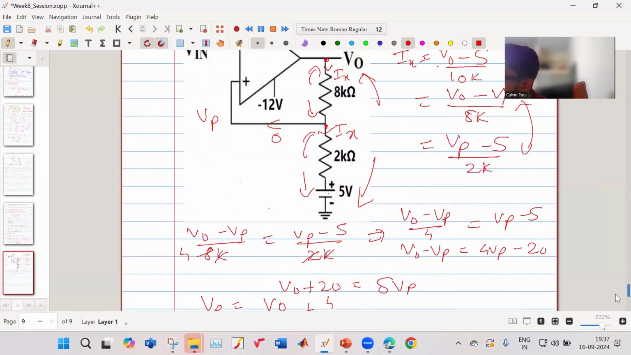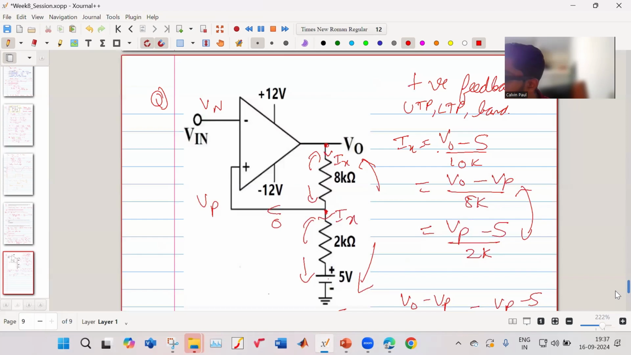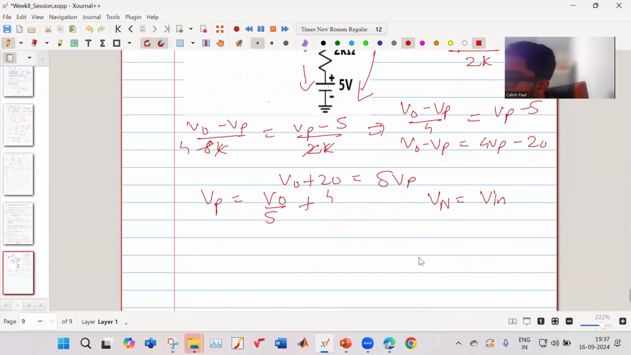Then my Vn is equal to my Vin. Now we have to have two cases. First of all, this is an inverting Schmitt trigger, so it's more tricky. So we have case 1.